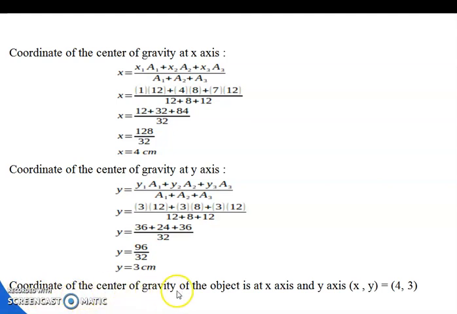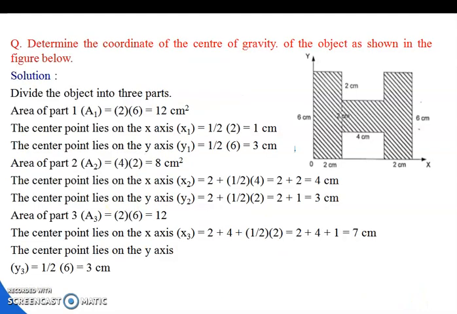So the coordinates of the center of gravity of this object along the x-axis and y-axis are 4 and 3. So this is the answer. I hope you can understand well.